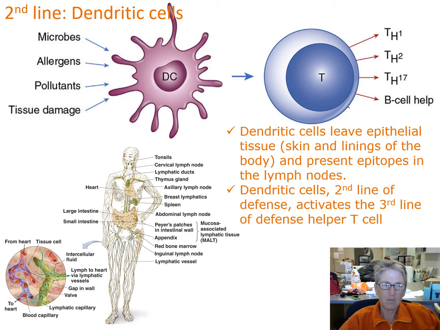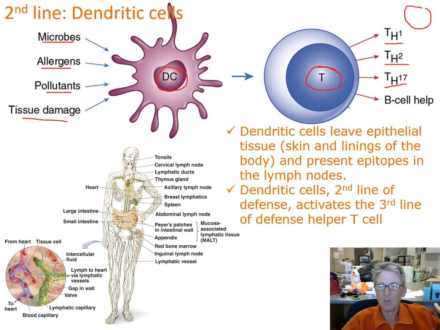Okay, more cells in the second line of defense, the dendritic cells or DC cells. Dendritic cells with their Toll-like receptors can recognize microbes, allergens, pollutants, chemicals from tissue damage. And then these dendritic cells can alert the T lymphocytes. And the T lymphocytes come in different flavors, T helper 1, T helper 2, T helper 17. And then there's also another type of T cell that's called a cytotoxic T that we'll talk about later.